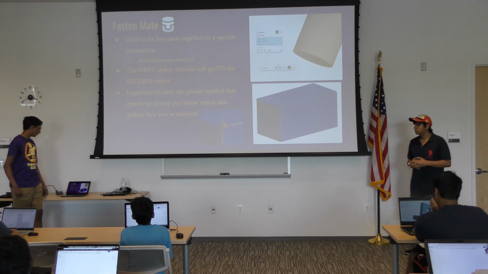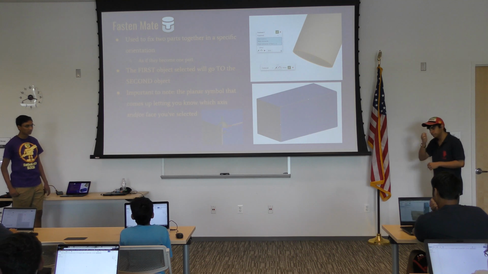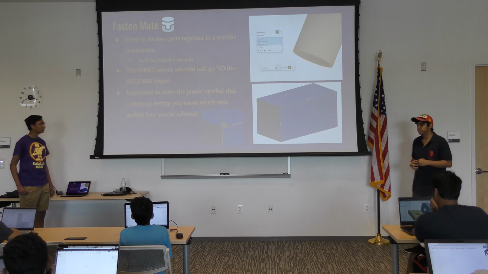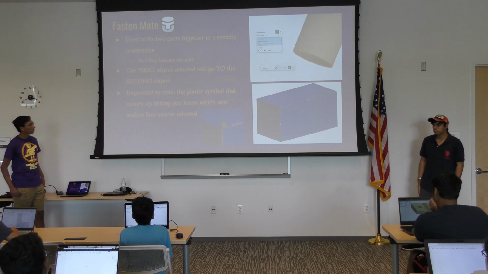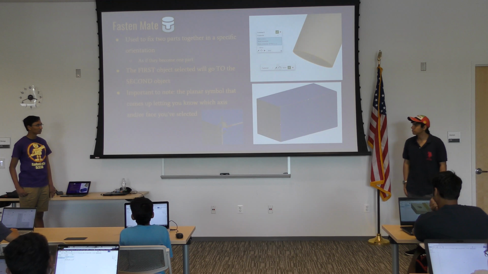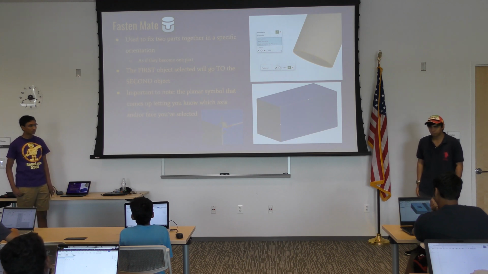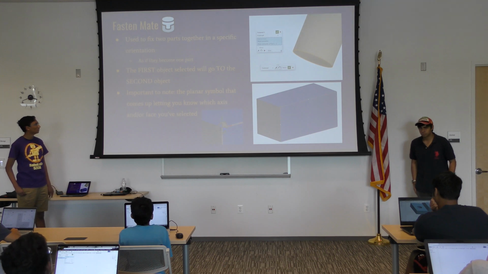So the first mate that we're going to be going over is the fasten mate. So this is one you want to take away all degrees of freedom between the two mate connectors. They're just like fixed together in that position. So when you're clicking on your objects, you have to click two mate connectors on different objects. So the first one will stay fixed, and the second one that you click will move towards the first one as you join with it.